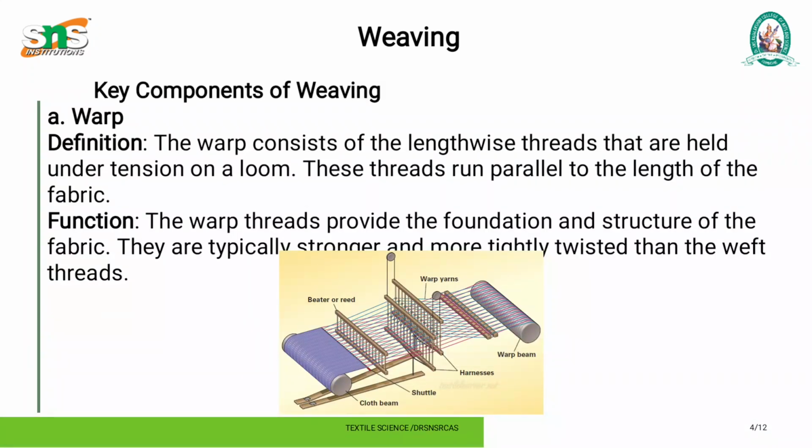Key components of weaving. Warp. Definition. The warp consists of the lengthwise threads that are held under tension on a loom. These threads run parallel to the length of the fabric. The function is, the warp threads provide the foundation and the structure of the fabric. They are typically stronger and more tightly twisted than the weft threads.